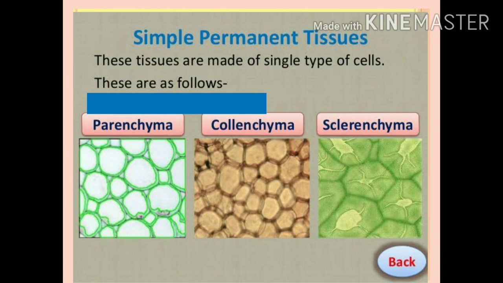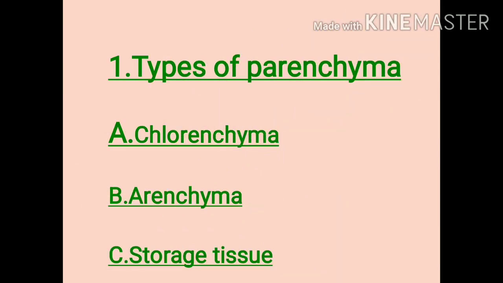Let us talk about simple permanent tissue, its types and its functions. These tissues are made of a single type of cells. We can observe three types of cells: parenchyma, collenchyma, sclerenchyma. Again, we can observe three types of parenchyma tissues based on their function: chlorenchyma, aerenchyma and storage tissue.